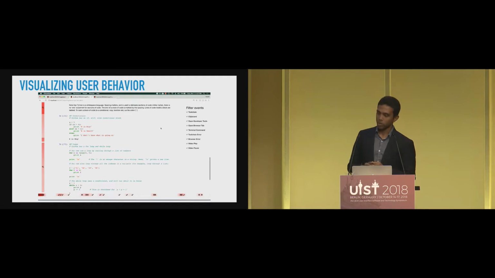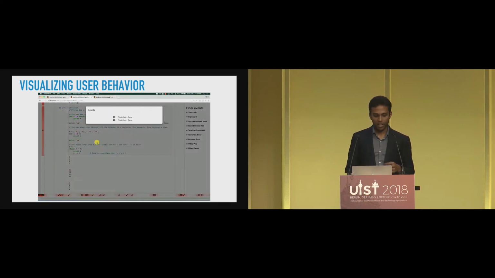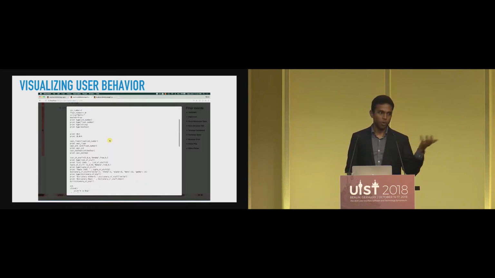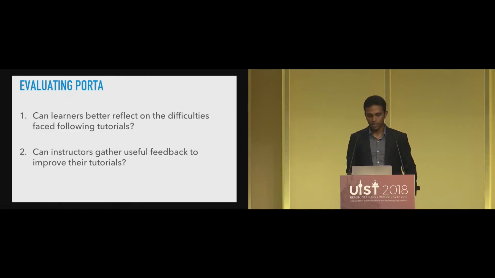And this is kind of how it looked when it was implemented. So when the creator clicked on a particular event icon, you get a pop-up with more details about the event. For example, in this case, you see the working directory and the return code, etc.